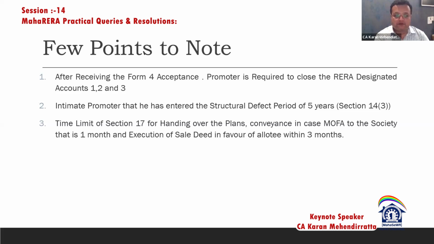And the last thing is the time limit of section 17, which I've clearly said: conveyance in case of MOFA and other related local laws, the handover process will be initiated, and particularly 3 months and 1 month in case of handing over the possession of common areas to the allottees and transferring the conveyance deed to the allottees for possession of plot, land, or apartment. This time limit will be bound by him.